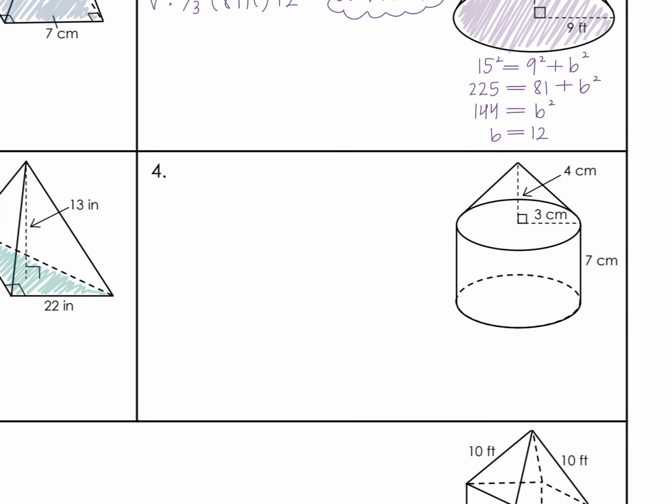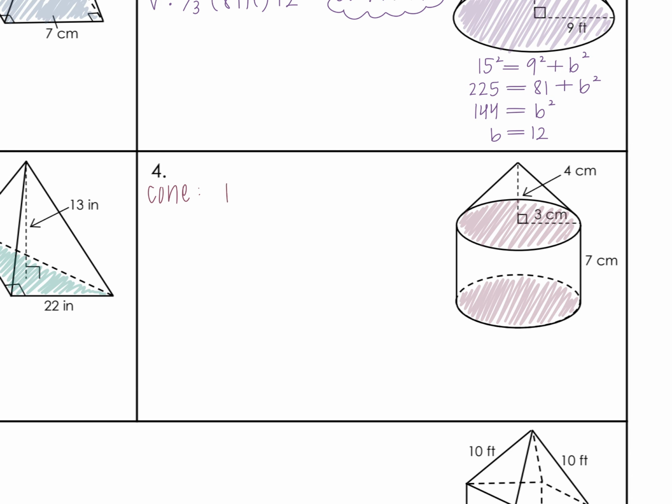For number 4, we do have a composite figure. We have a cone on top of a cylinder. So once again, I'm always highlighting my bases. Just helps me kind of find everything that I need. So I'm going to start off with my cone. We'll find our volume of our cone, and then we'll just add it to our cylinder.